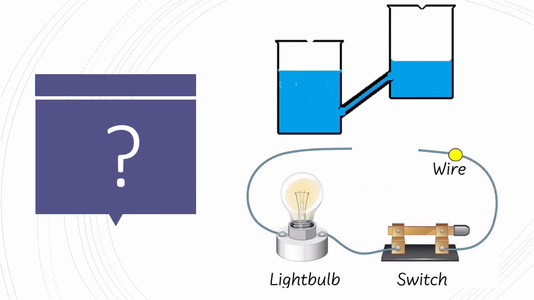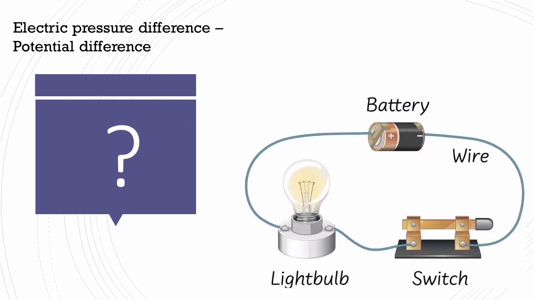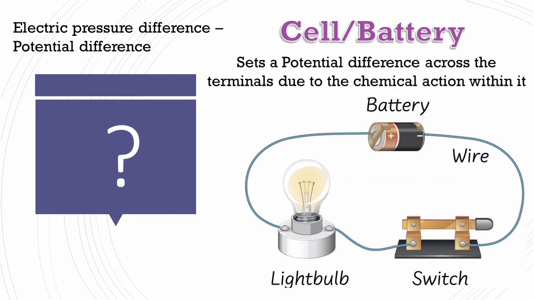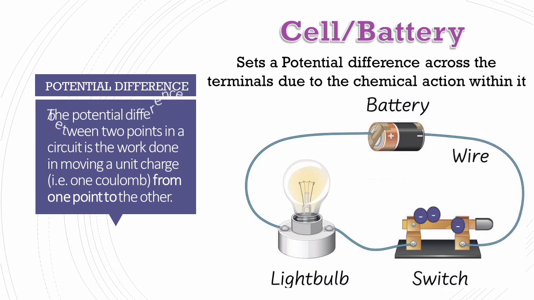Similarly, charges do not flow in a copper wire by themselves. For the flow of charges in a conducting metallic wire, there should be a difference in electric pressure across the terminals, which is known as the potential difference. Who creates this potential difference in a circuit? A cell or a battery creates a difference in potential across the terminals. The chemical action within the cell generates the potential difference across the terminals of the cell even when no current is drawn from it. Technically, we can define potential difference as the work done in moving a unit charge from one point to the other point.